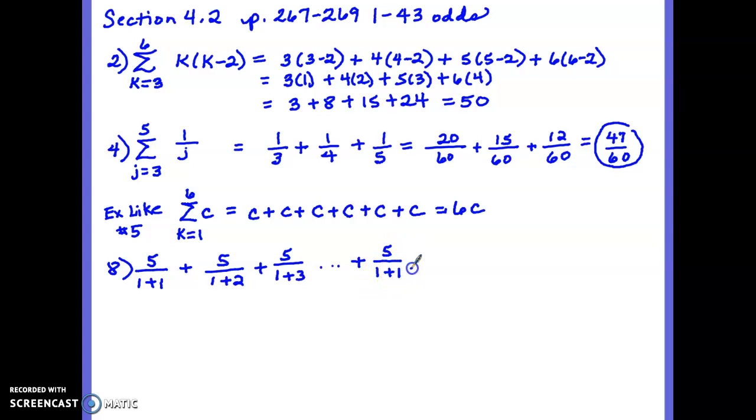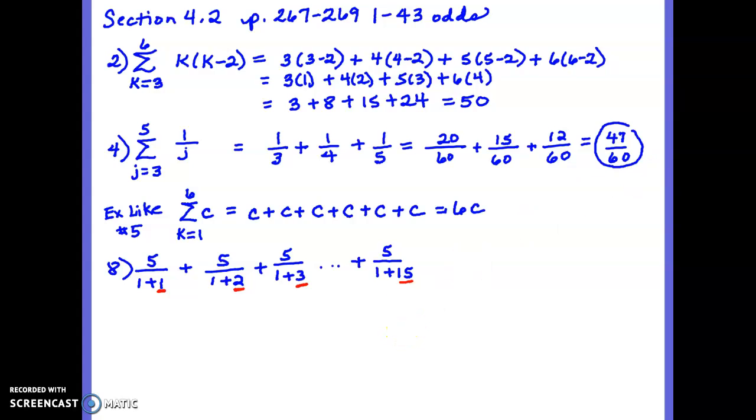Okay, all they want us to do is write what this is in sigma notation. That's it. All right, so the first thing you need to notice is the only thing that's changed in the problem. I'm going to underline it. That number, that number, that number, that number. That's the number that's changing. Everything else is the same.